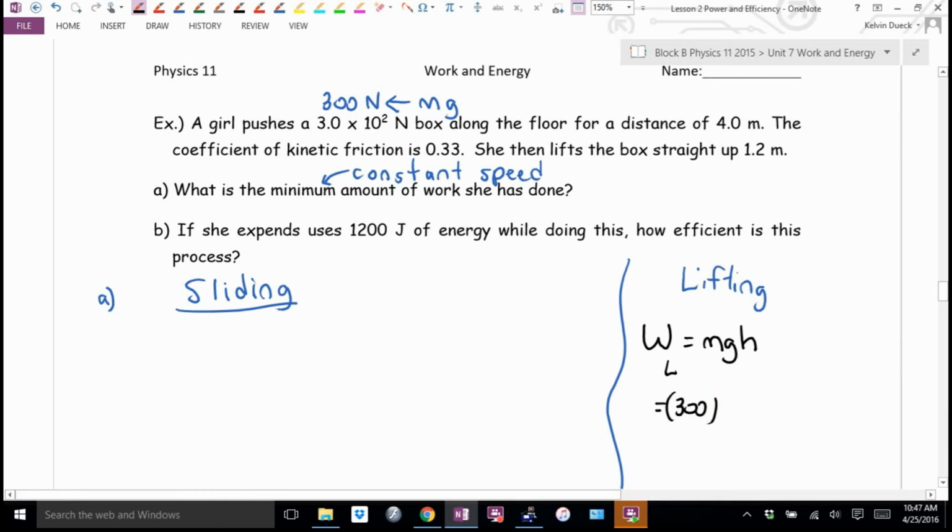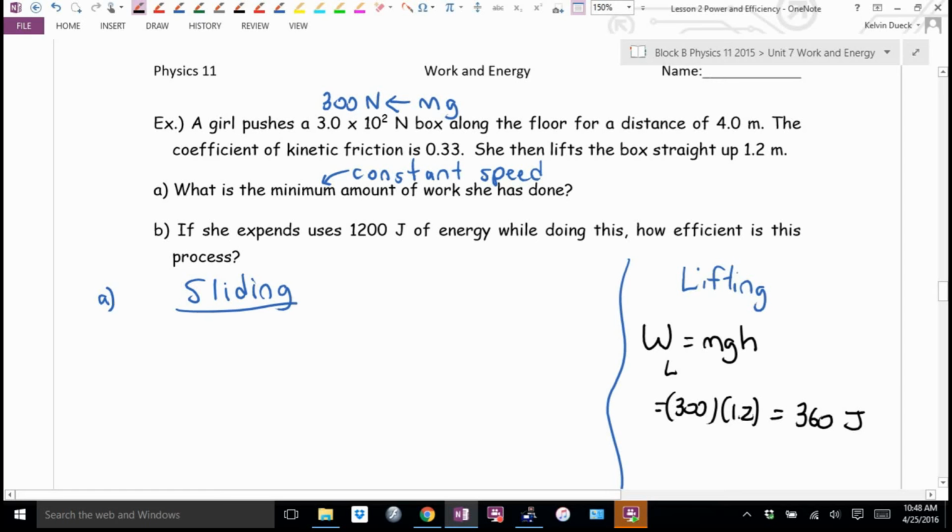That's not the height that she lifted it. Read very carefully, please. 1.2. Yes? So the lifting part, Brett, how much work did she do? 300 times 1.2. 360 joules? Yes? Okay.